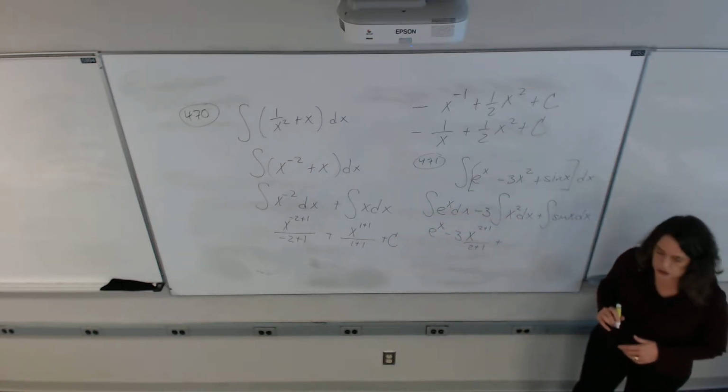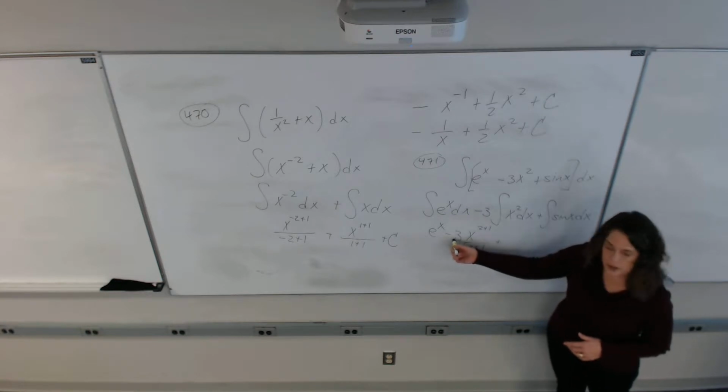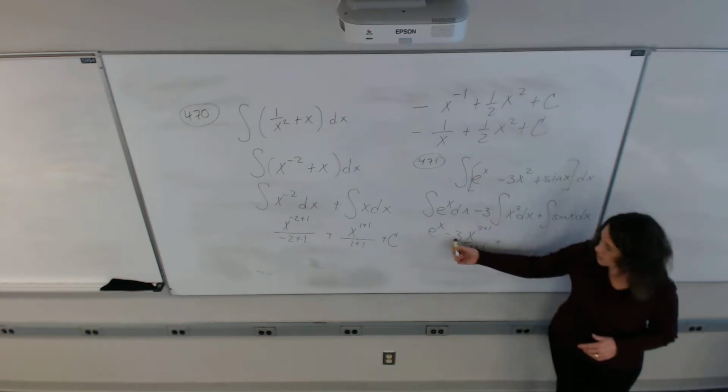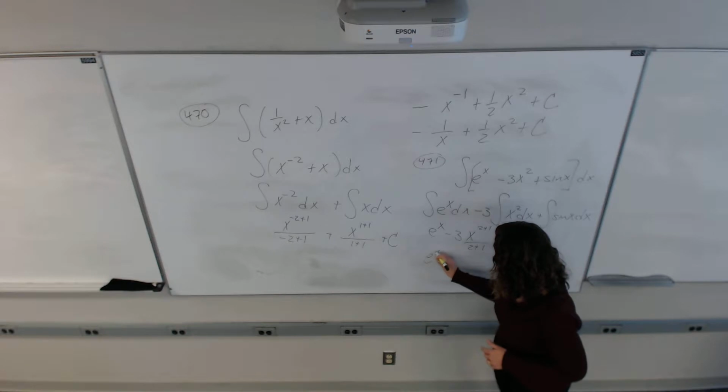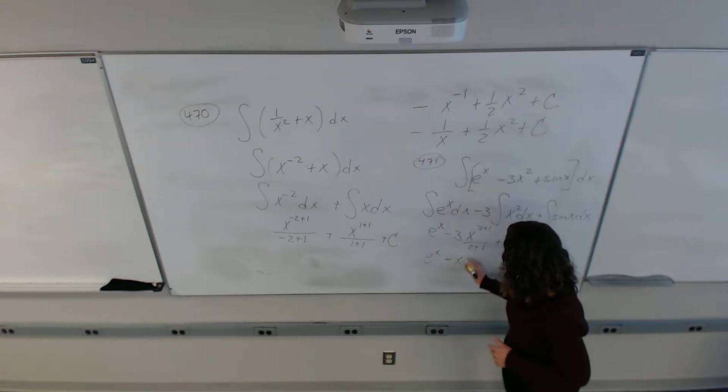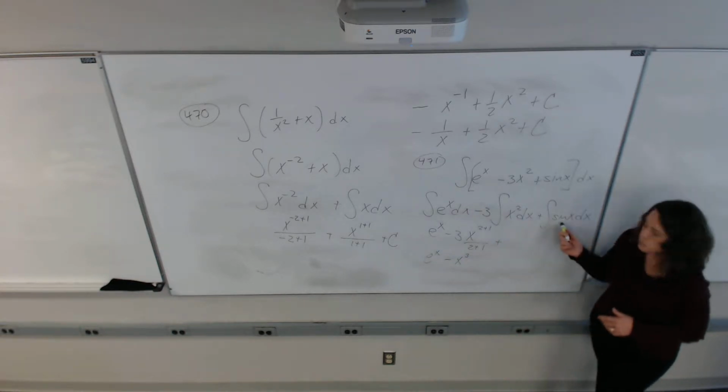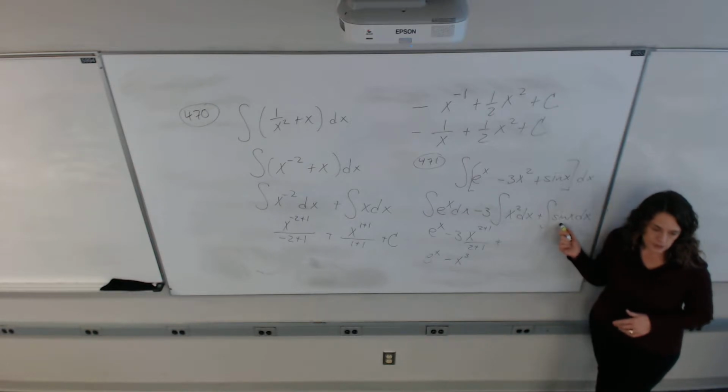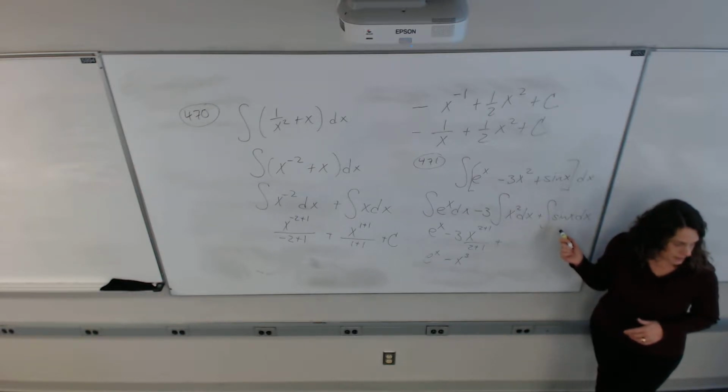That's going to give you x cubed over 3, but the 3 will cancel the -3, right? So you should end up with e to the x minus x cubed. And then what is the antiderivative of sine? Cosine. Yeah, you got to be careful here.